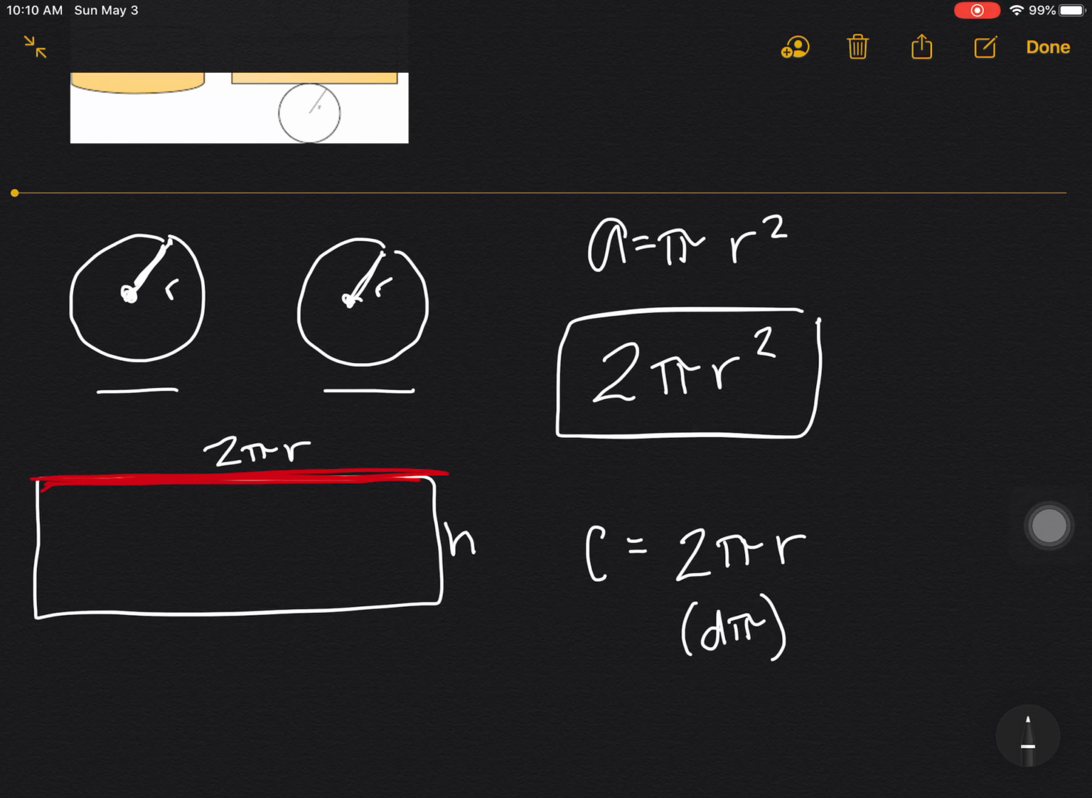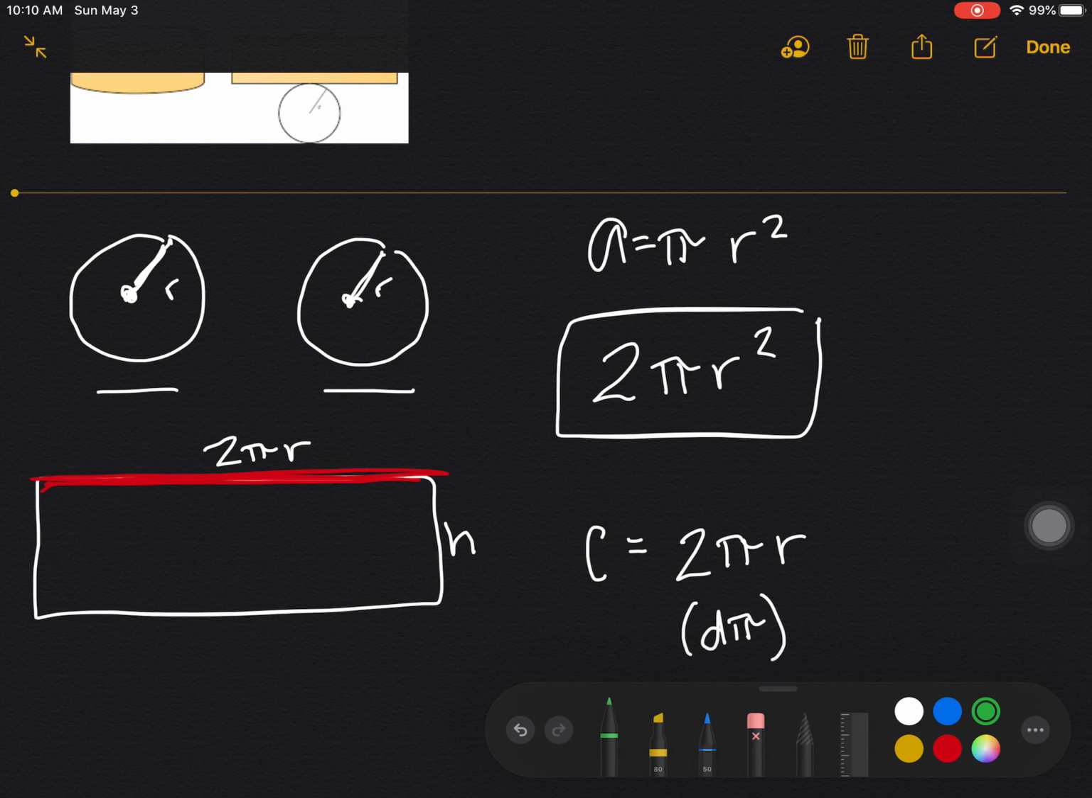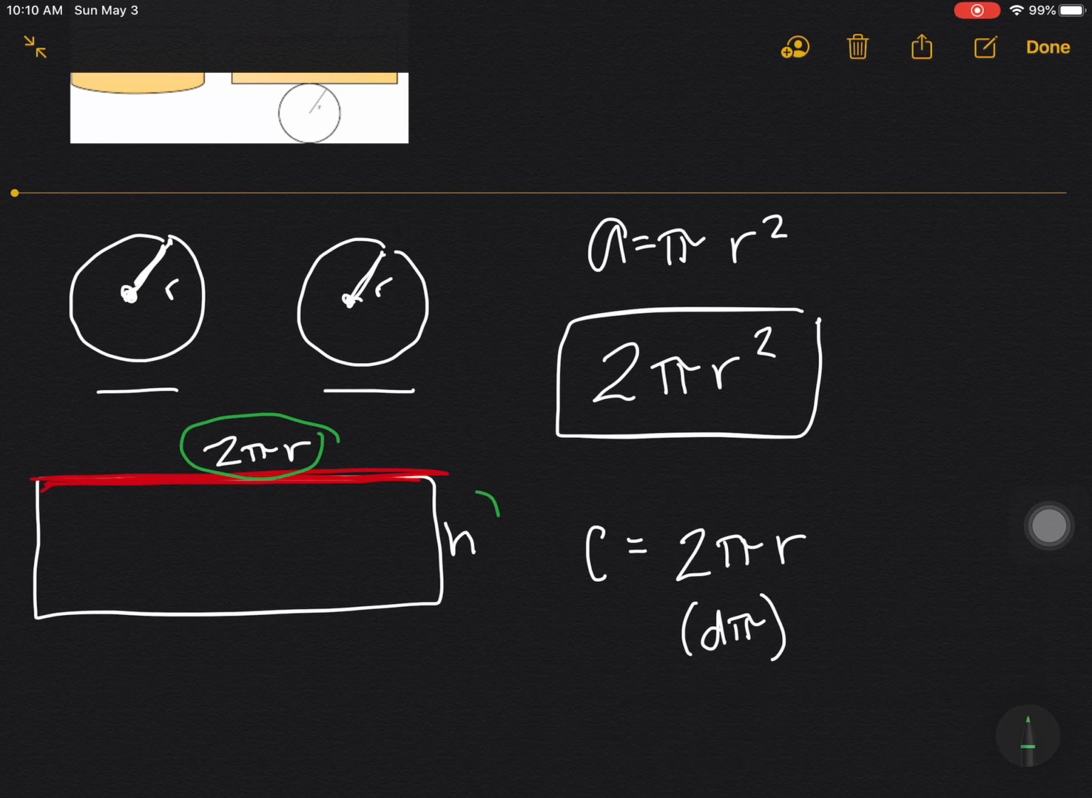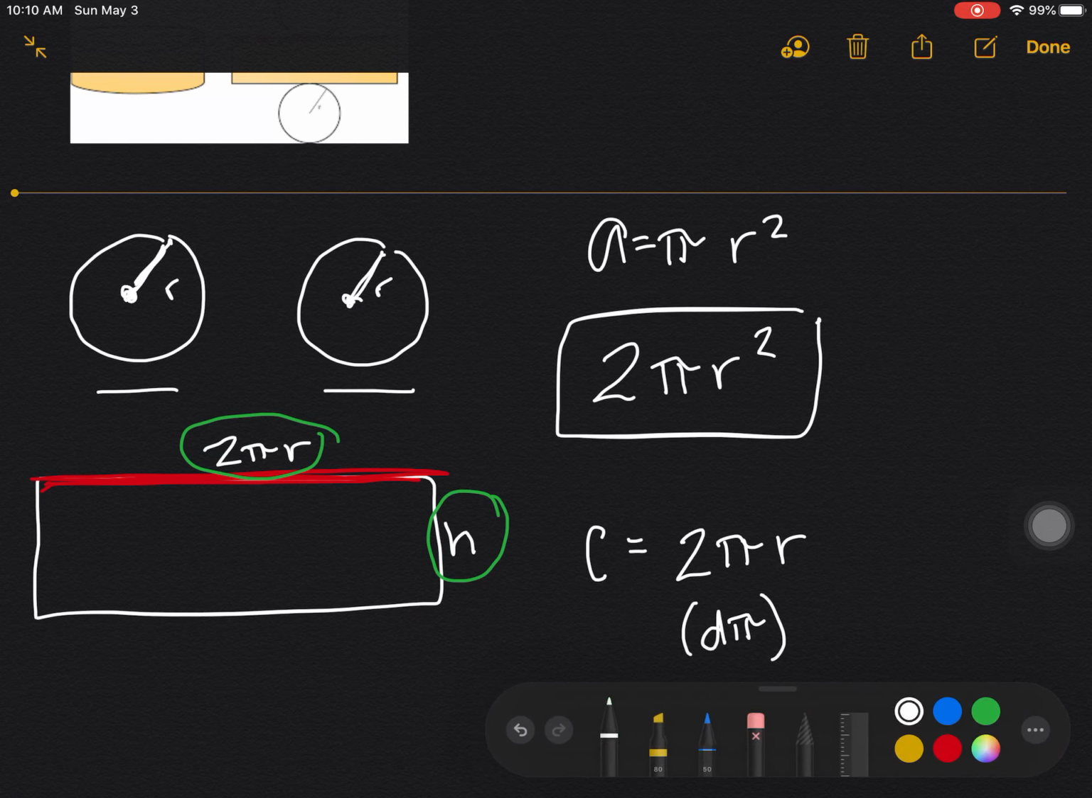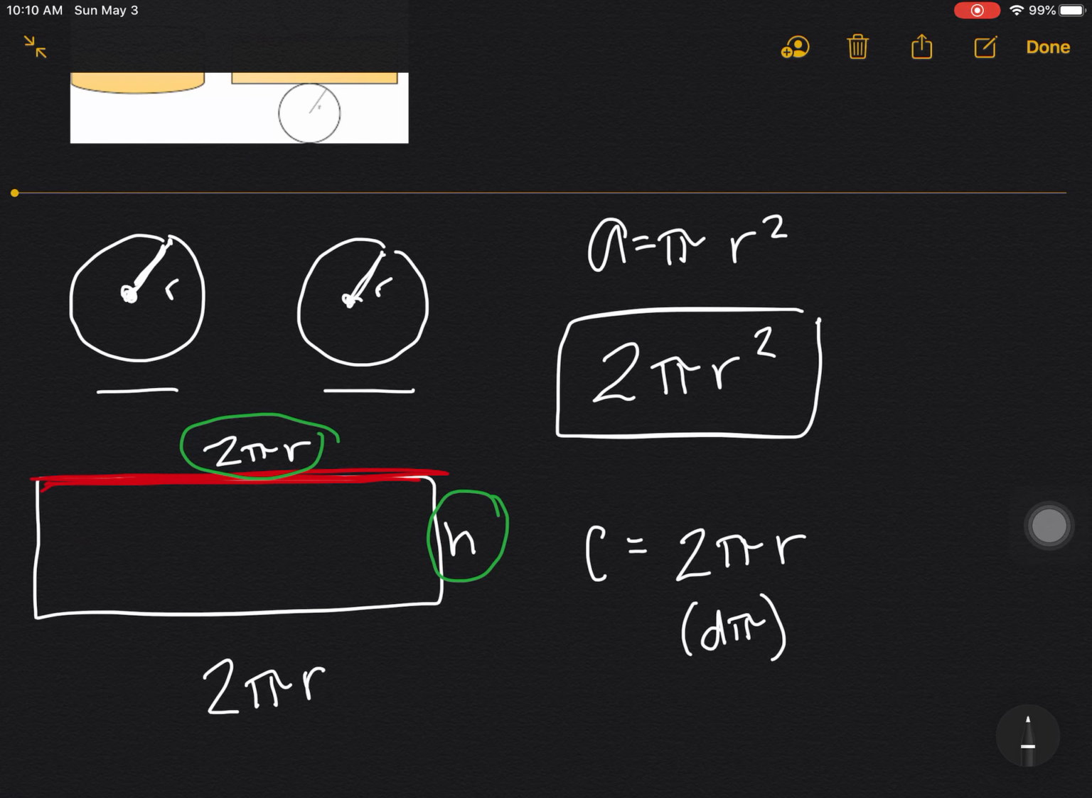And when we're looking at the area of a rectangle, we know that the area of a rectangle would be our length times our width. So when we look at the area of a rectangle here, we're going to say, well, I know that my length is 2 pi r times my width, which is h.